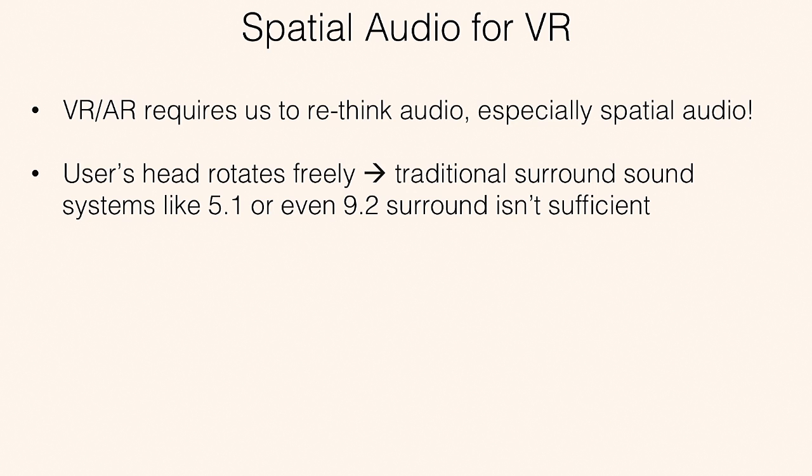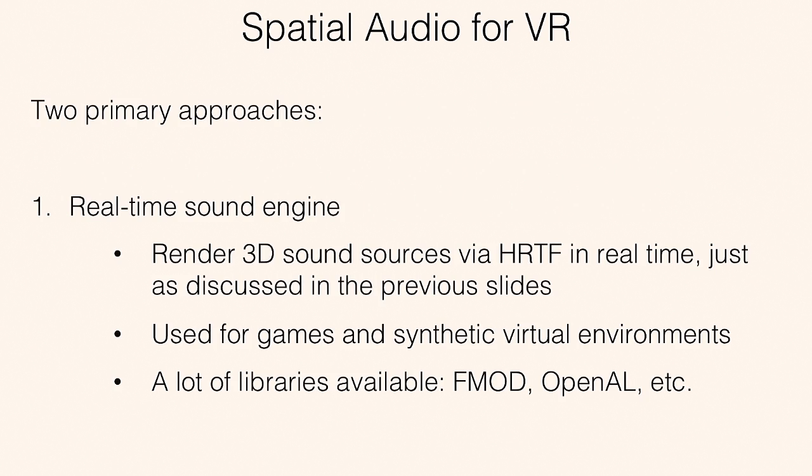So therefore, we're going to need some way of representing sound that takes into account that the user is free to move around. There are two primary approaches for this. The first is that you can just store every single sound emitter's mono sound source and its 3D location. This is fine for rendered scenes where you really do know every single object's location and what sound it needs to make. And there are actually a lot of libraries such as FMOD and OpenAL that make this quite easy to do.